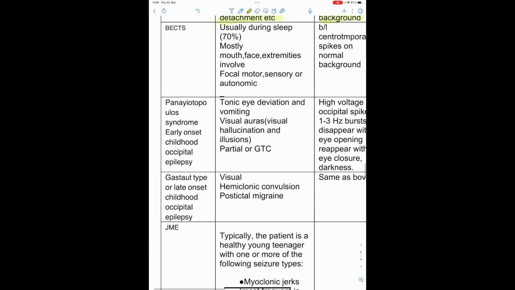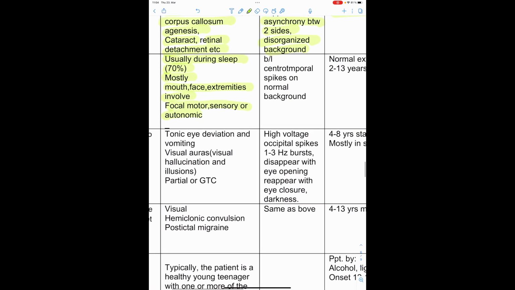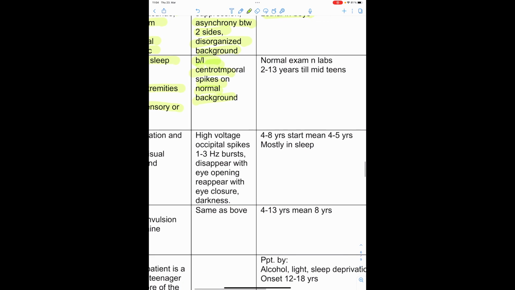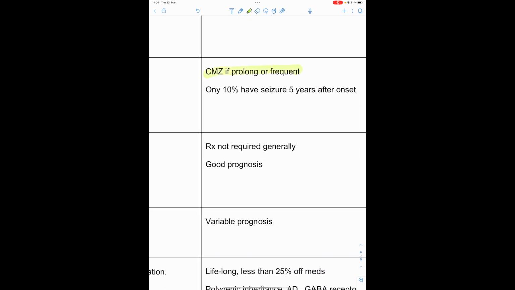Next we have Beck's. In Beck's, this is usually during sleep, 70%, mostly mouth, face, extremities are involved, focal, motor, sensory, and autonomic, bilateral centrotemporal spikes on normal background. Normal exam in labs, 2 to 3 years until mid-teens. Carbamazepine, if prolonged or frequent, only 10% have seizures 5 years after onset. So it has a good prognosis.